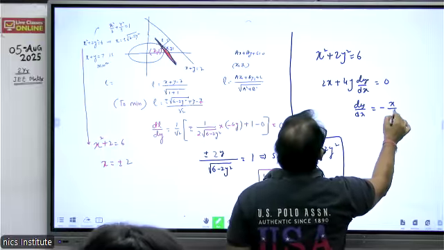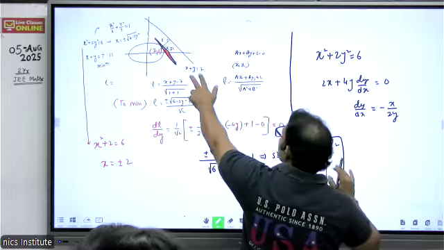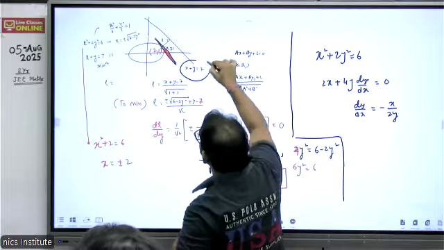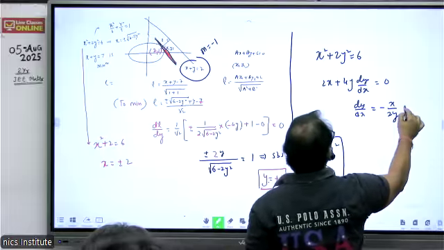Which is minus x by 2y. Now this slope should be the same as that of the given line. This line has a slope which is minus 1. So equate this to minus 1. For x equal to 2y, put it in the curve, the value will come.